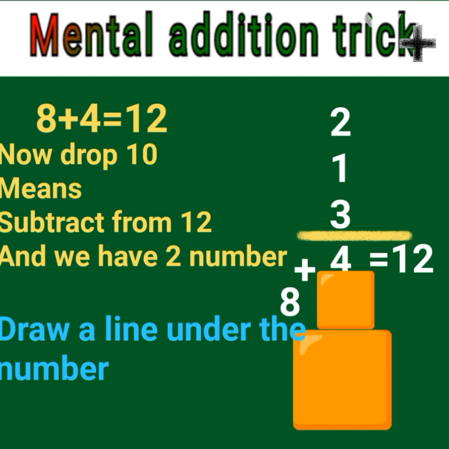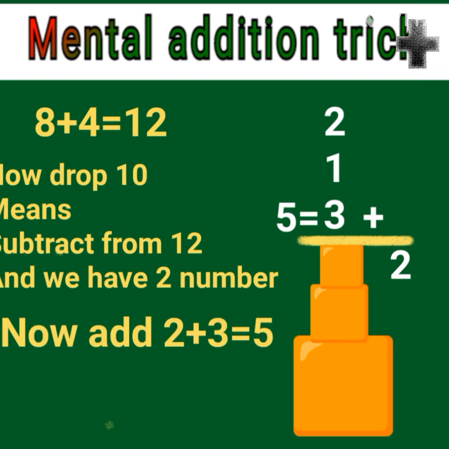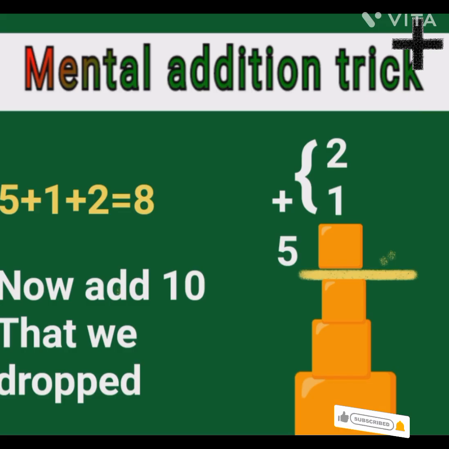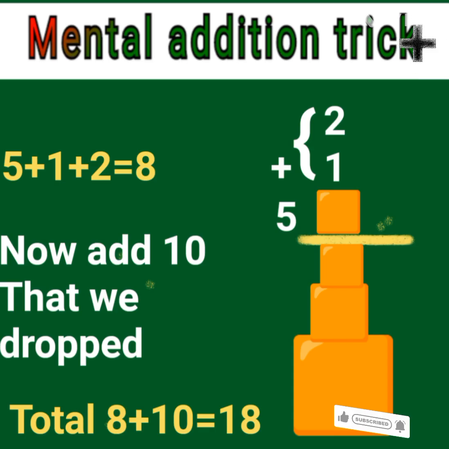When you add up over 10, then drop a 10 there and draw a line above the number. Drop 10 means subtract 10 from 12, and now we have the number 2. Now start adding 2 plus 3, which is equal to 5, and then 5 plus 1 is equal to 6, and 6 plus 2 is equal to 8.